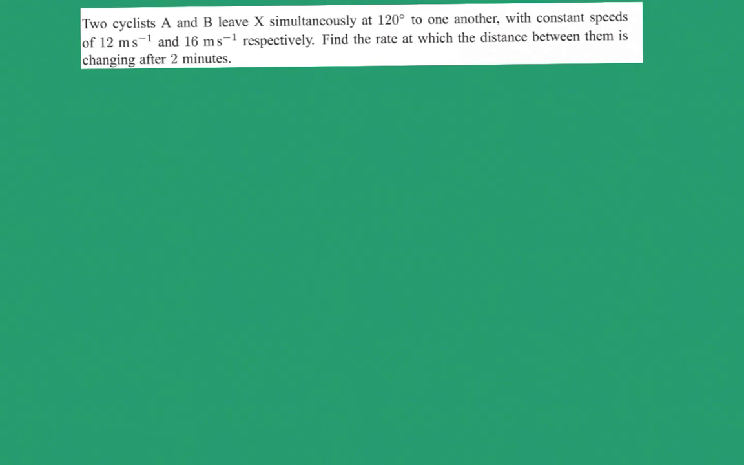Now I've included this one in your workbooks because it's quite a tricky one, and I want you to see one with an angle and one which is a little bit harder than the others. So we've got two cyclists leaving at an angle of 120 degrees. We want the distance between them, so we want z. And you can see that we've got a triangle, but it's a non-right angle triangle. We've got dx/dt, it's 12. We've got dy/dt, it's 16. We want dz/dt.